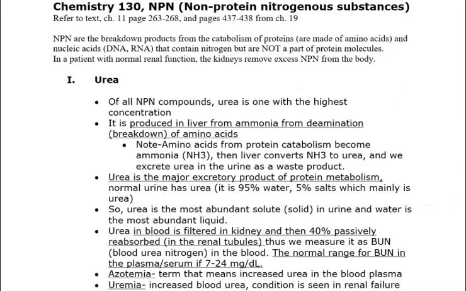So what are NPNs, or non-protein nitrogenous substances? These are the breakdown products of catabolism of proteins and nucleic acids that contain nitrogen but are not part of protein molecules. In a patient with normal renal function, the kidney removes non-protein nitrogenous substances from the body.